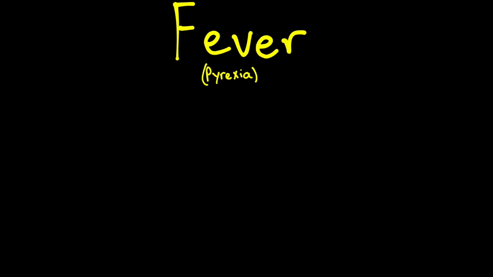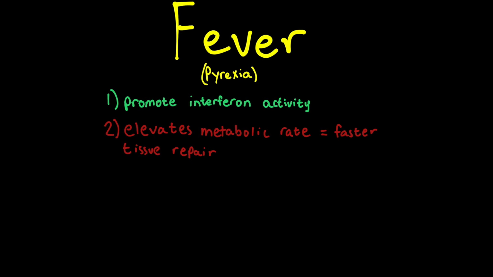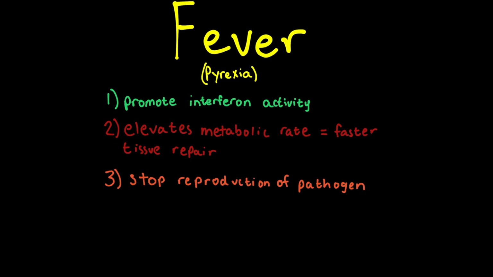The last mechanism that is part of the innate immune system is known as a fever. The fever is something we've all experienced, and one of the common symptoms includes hyperthermia. The fever is a temporary but beneficial resort in fighting a pathogen because 1. It promotes interferon activity, 2. It elevates metabolic rate, which means faster tissue repair, and 3. It stops the reproduction of pathogens.